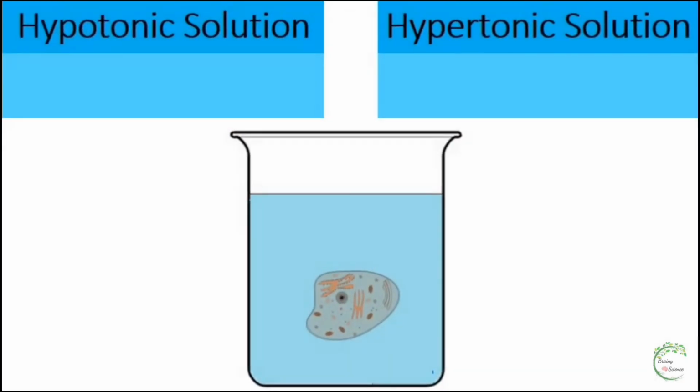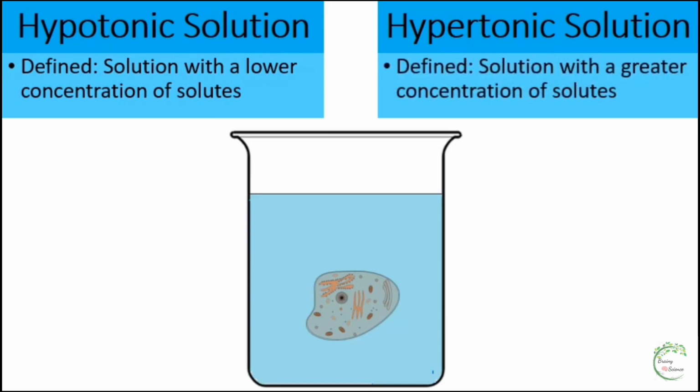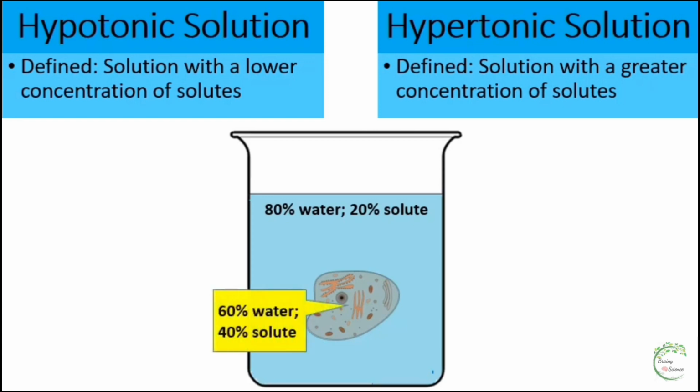Okay, so let's go ahead and talk about a hypotonic solution now. It's one with a lower concentration of solutes. And that is contrasted to a hypertonic solution, one with a greater concentration of solutes. In my picture here, I've got a beaker filled with a fluid and an over-exaggerated size of a cell on the inside. Let's pretend the solution in the beaker is 80% water, 20% solute. But the solution in the cell is 60% water, 40% solute.